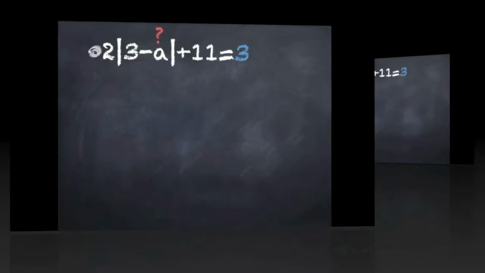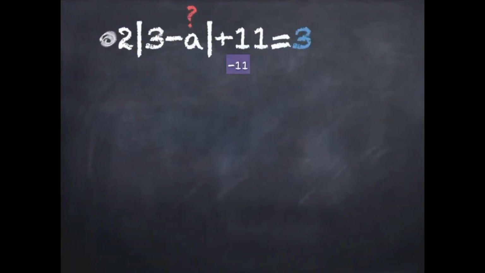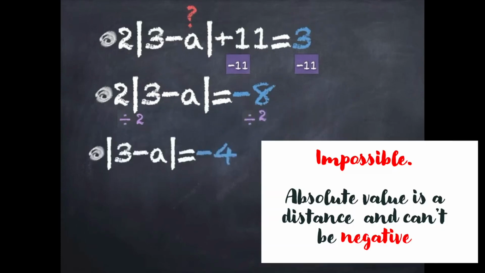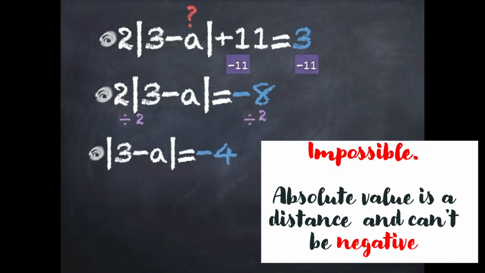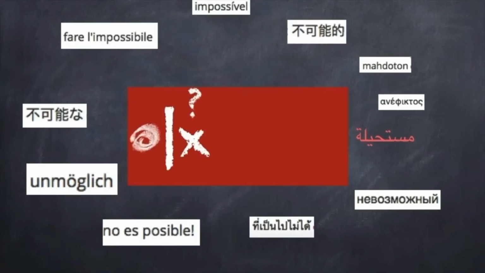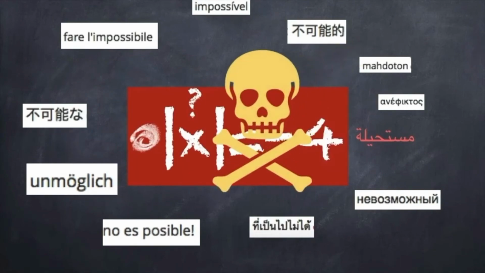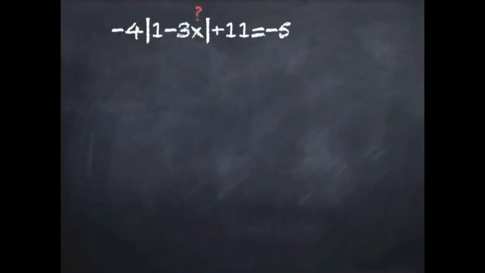Here we subtract 11 from each side to get 2 times the absolute value of 3 minus x equals negative 8. Divide by 2 to isolate the absolute value. If you have any coefficient, you divide by it. Okay, and then you get absolute value equals negative 4. In this case, it's impossible. The absolute value is a distance. It cannot be negative. The absolute value of x cannot be equal to negative 4, for example. This is impossible. So the absolute value is a positive value.